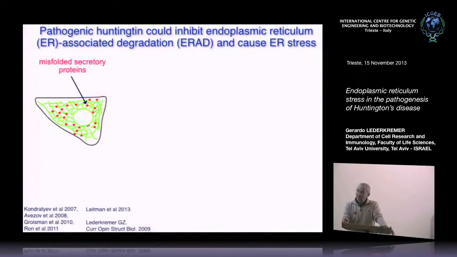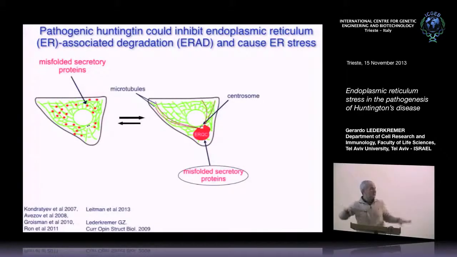What we had seen in studies of ER-associated degradation and ER stress is that this would be the net of the ER, and initially you get misfolded proteins. If they accumulate, they don't stay distributed in the ER, but they congregate in a region that we call, as I told you, the ERQC, which is in the pericentriolar region of the cell, around the centrosome. The proteins move there through microtubules.